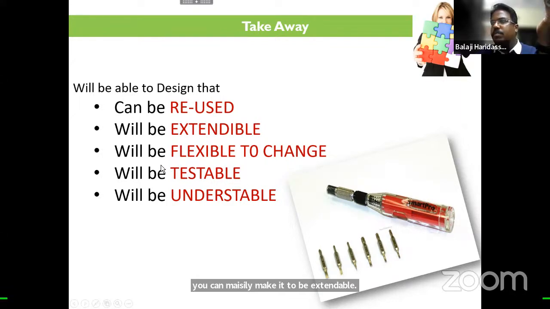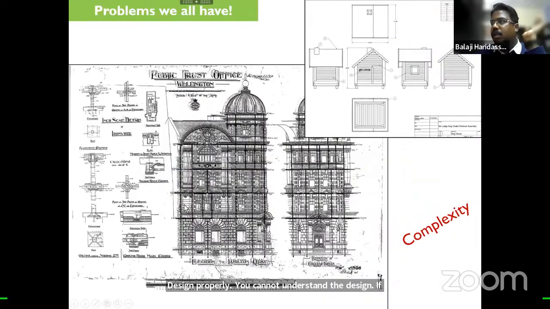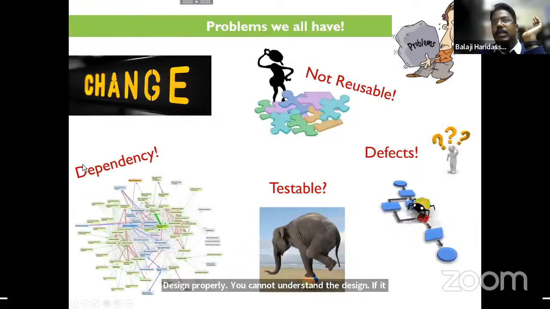And once you have this, it will be testable. And if you have the right coding practices, then it will be understandable. Without that, no. Even design becomes complex if you don't design properly. You cannot understand the design. If it is poorly designed, it will be like this only. No one can understand this code. And this is a real example from some code.